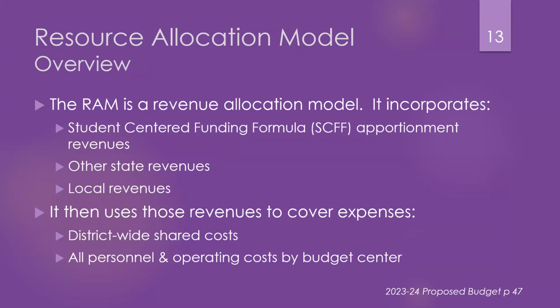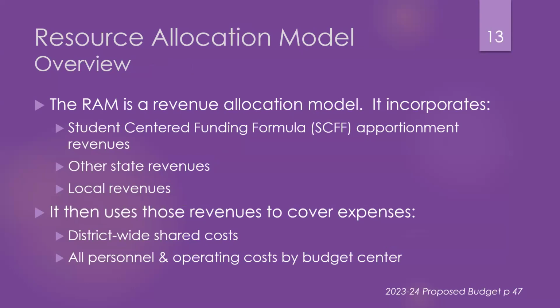So when we look at the allocation model, as I mentioned a minute ago, it is a revenue allocation model. It incorporates our primary funding sources for revenue, which is our student-centered funding formula. I'll call it the SCFF. It's our apportionment revenues. If you've heard that before, that's how the state works. It calls our money apportionment.